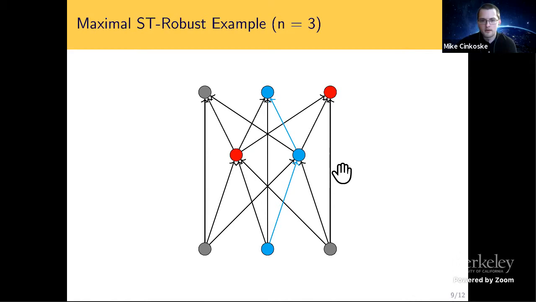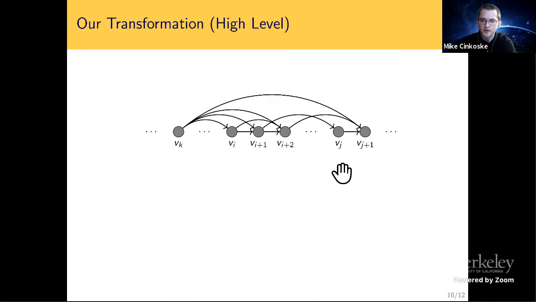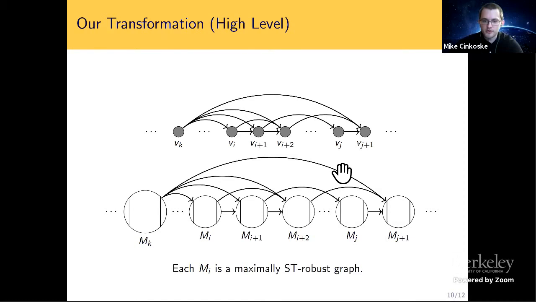And so to return to what our transformation is, we have some directed acyclic graph, and then we will basically swap in an S-tier bus graph for each node. And the size of the graph will depend on the maximum in and out degree. And we just randomly assign each input to an input of the S-tier bus graph, and same for the outputs.